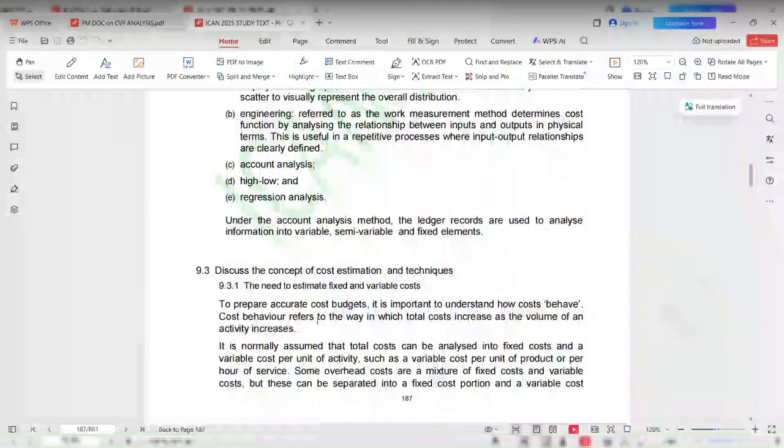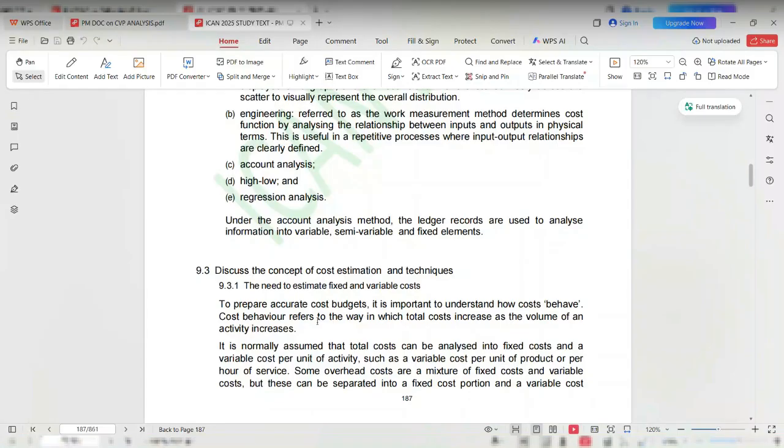All right, thank you. Discuss the concept of cost estimation and techniques. The need to estimate fixed and variable costs. To prepare an accurate cost budget, it is important to understand how costs behave. Cost behavior refers to the way in which total cost increases as the volume of an activity increases.